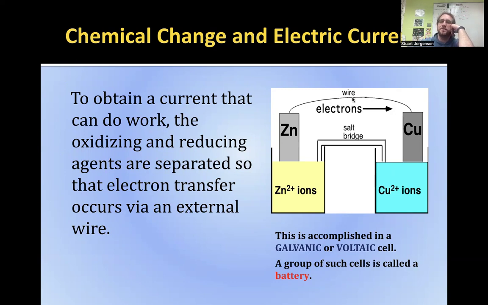Make some electricity. So to obtain a current that we can use to do work, we've got to separate the oxidizing and reducing halves. Don't worry about the agents, we're not using that vocabulary. And we separate them so that the electron transfer occurs via an external wire. We call that a battery.